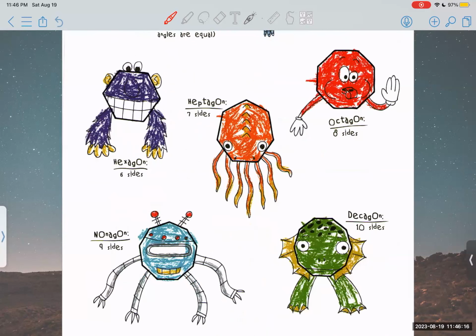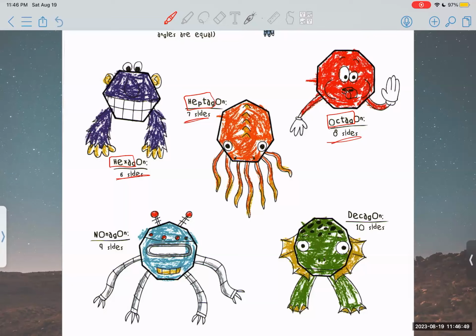And hexagon, hexa means six, so it's a polygon with six sides. Heptagon, hepta, means seven, so it's a polygon with seven sides. The name basically speaks for itself, but you kind of have to remember the prefix. And octagon has eight sides. I personally think octagon is the easiest one to remember, because octagon means eight.